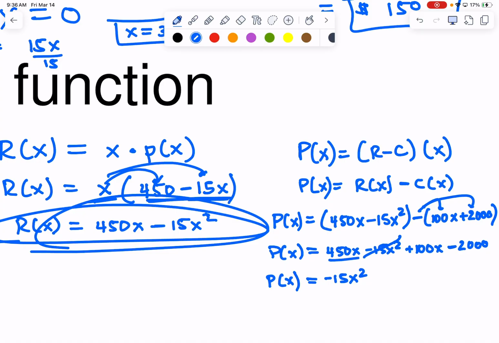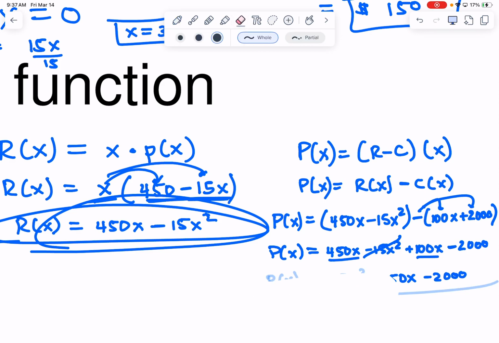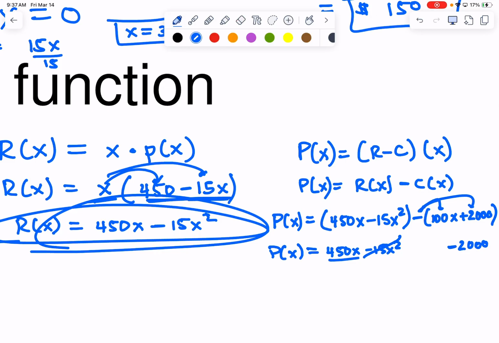I have some like terms. What's 450 plus 100? 550X minus 2,000. So this equation, yeah, I thought it was a negative. What part's negative? 100. Oh yeah, sorry, I did do that wrong. Why'd you just cross over? Because I forgot to distribute the negative to 100. It's supposed to be minus 100X, not plus 100X.